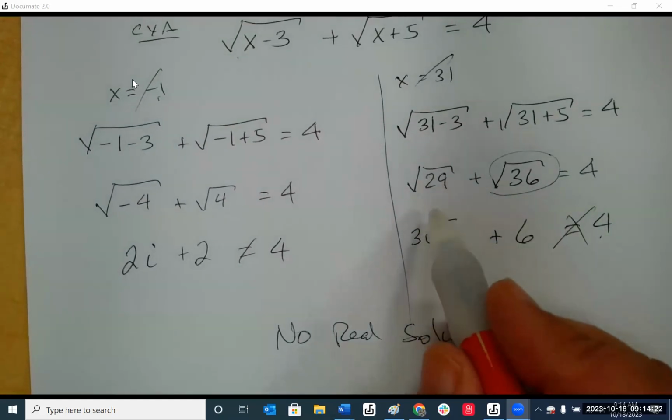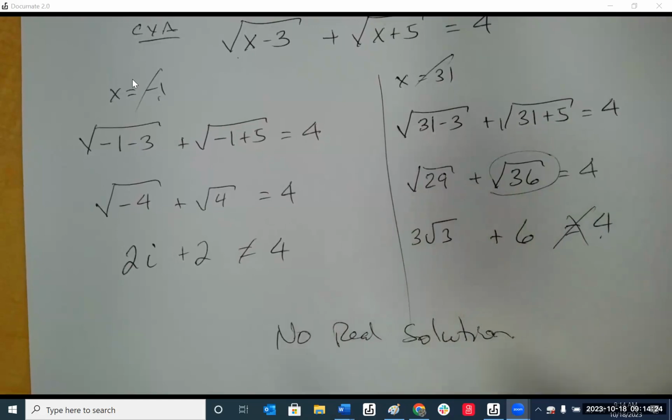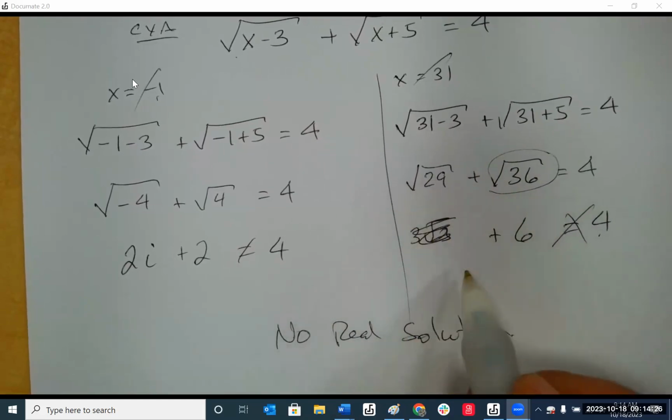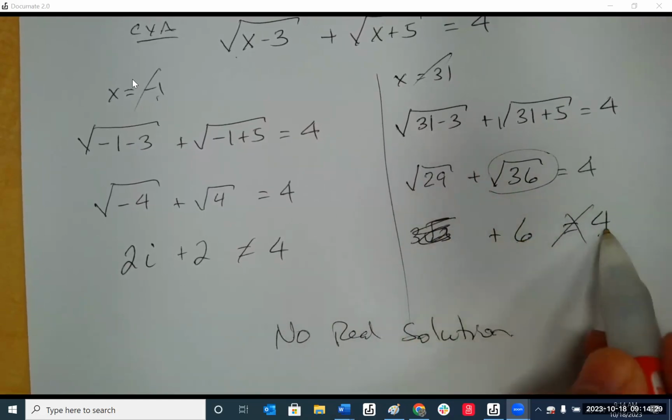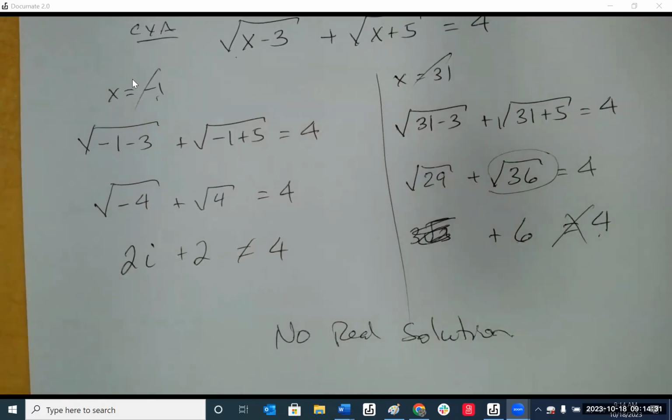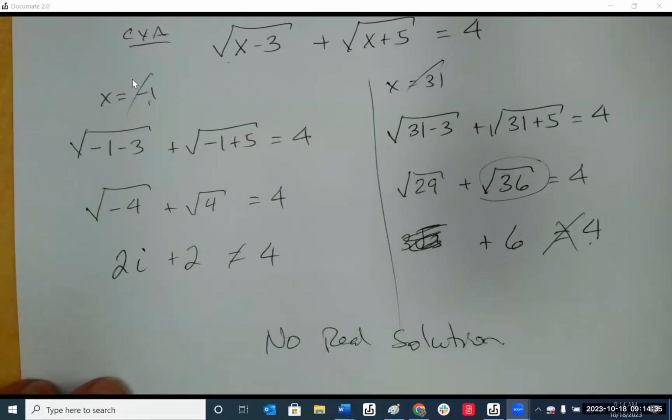Actually, no, square root of 29 is not 3 square root of 3. Square root of 29 is a prime number. Again, it's plus 6. It's much bigger than 4. We're done. So neither of them work. So that's it for that section.